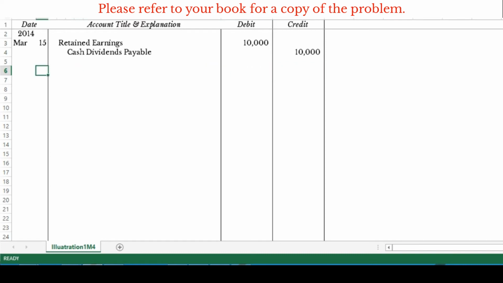Next, for the date of distribution, diba, that will be on April 15. Yung March 31 dyan is the date of record.